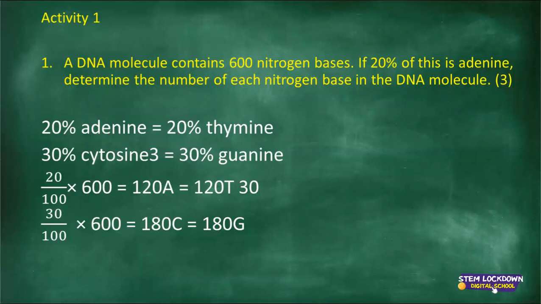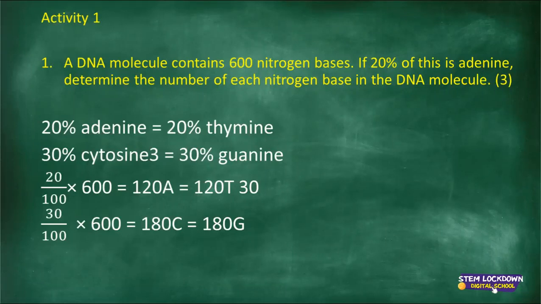And the question says, a DNA molecule contains 600 nitrogen bases. If 20% of this is adenine, determine the number of each nitrogen base in the DNA molecule. Yeah, so what you have noticed here is that if you look at the structure, we have the adenine alternating with thymine. So the question says if 20% of this is adenine. Okay. So if it is 20%, since it's alternating with thymine, then the thymine will also be what? 20%.